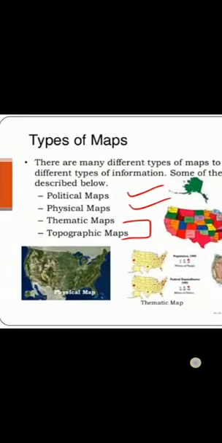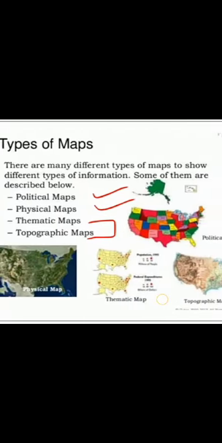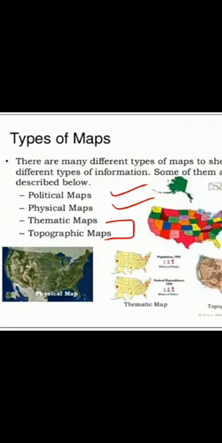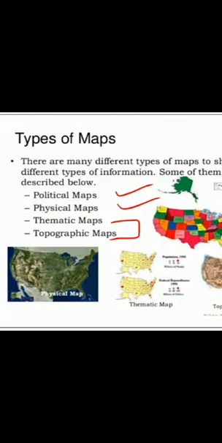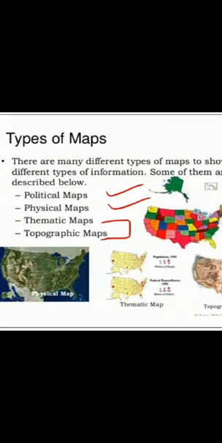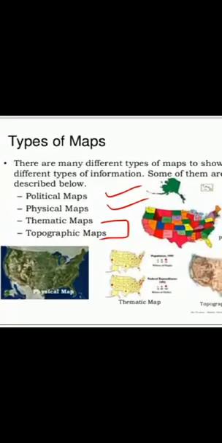Now, types of maps. There are many different types of maps to show different types of information. Some of them are described below. You can see here, the first is the political map, second is the physical map, third is the thematic map, and fourth is the topographic map. So, students, these are the different types of maps. Now we have discussed it. More about it we will discuss tomorrow.